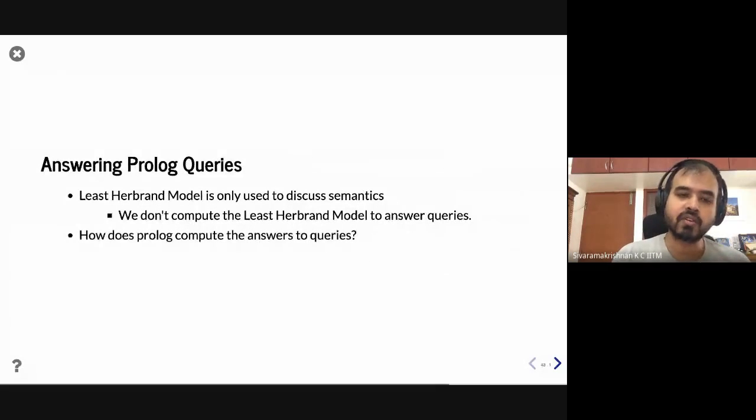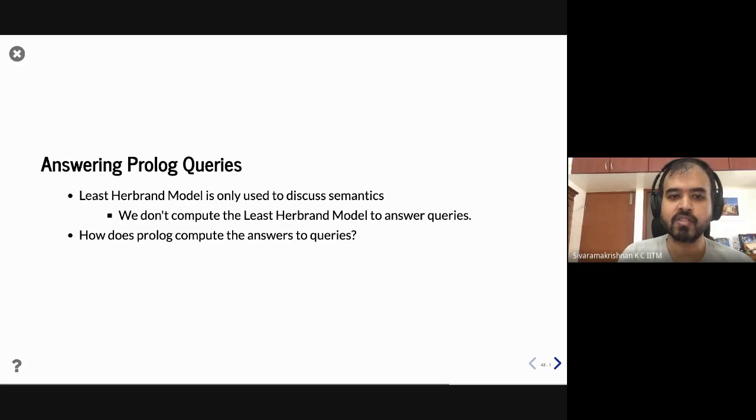So we know how to define least Herbrand models, right? And the mathematical definition that we saw said, okay, compute all the models and then take the intersection of all of these models. That will be the least Herbrand model. Of course, we don't want to compute answers for our Prolog queries by enumerating all the models and then taking an intersection. That would just be impossible to do if you have function symbols, right? Because the Herbrand universe will be infinite. That procedure will not even terminate.